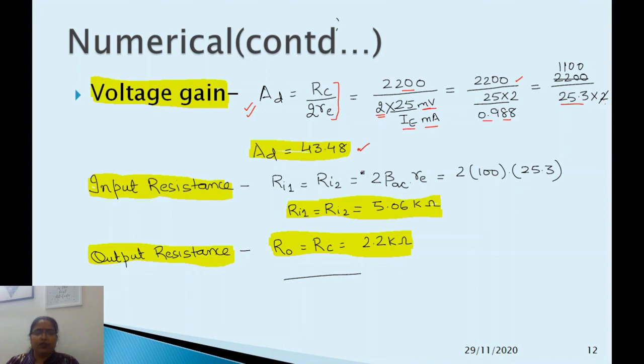Now input resistance is given by 2 times beta AC into re. Just putting the values, we will get 2 into 100 into 25.3, because re we have already calculated as 25.3. So this is coming out to be 5.06 kilo ohms. Output resistance is equal to RC, already given in the problem, that is equal to 2.2 kilo ohms.